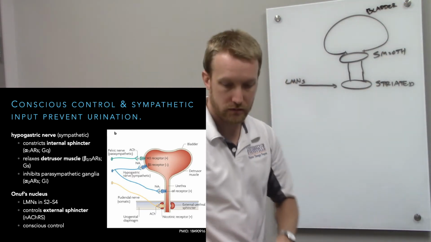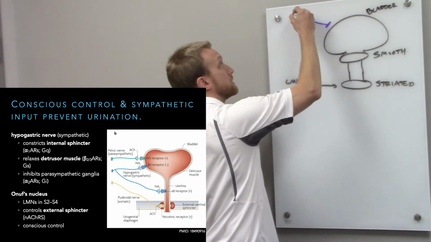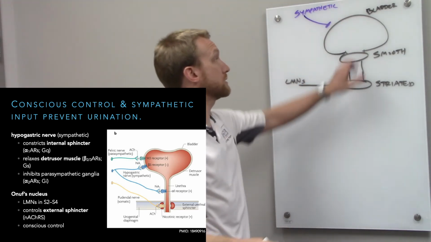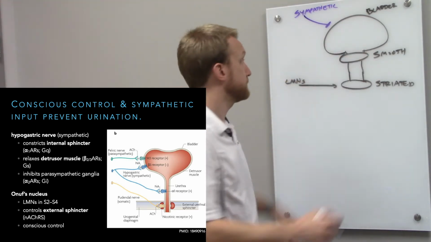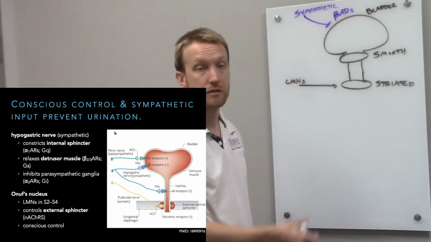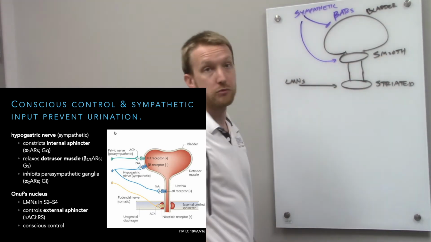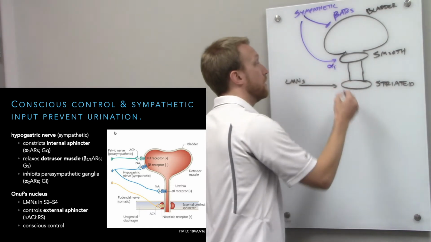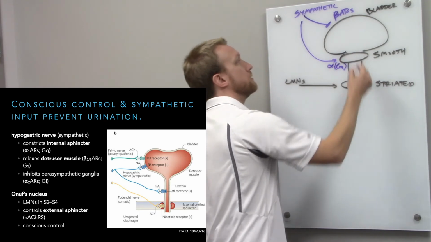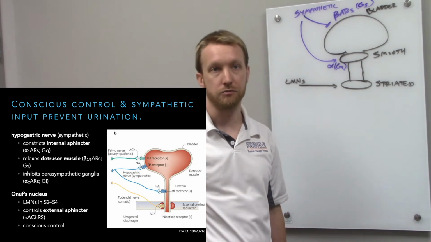Sympathetic input keeps the smooth muscle of the bladder, so the detrusor muscle, keeps that relaxed. Beta adrenergic receptors, Gs, it's smooth muscle. Different receptors on the smooth sphincter there, so in this case alpha 1, which are Gq. Gq causes contraction of smooth muscle.